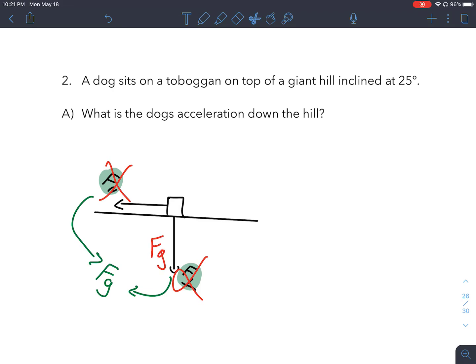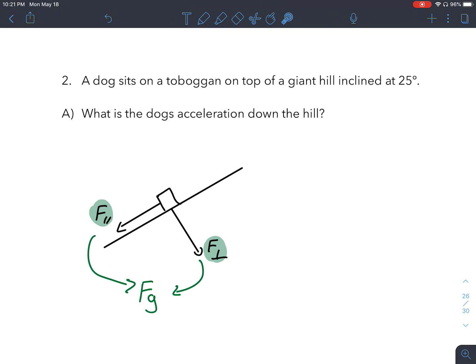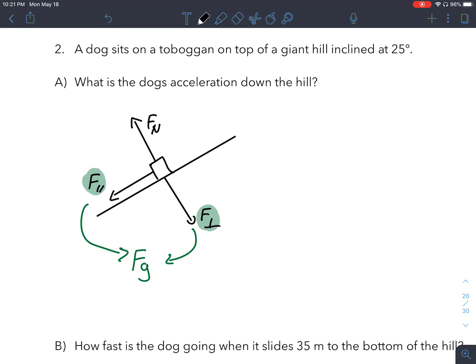But if we take this and rotate it back up, our force of gravity disappears and we get these two components, F parallel and F perpendicular. We forgot one last thing, the beautiful normal force going straight out like so. Because we have contact, this dog is not flying, so there is our normal force. So, acceleration down the hill, okay?